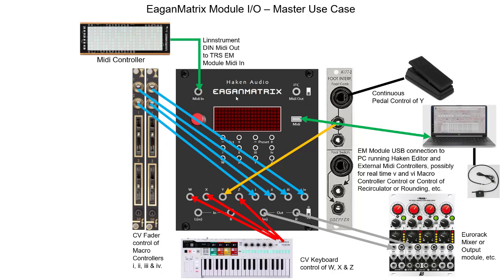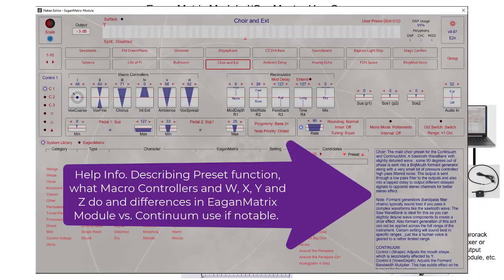Another good reason to use the editor, even if you're not desiring to use a computer with your setup, is to bring up a preset, and it will have help information in the lower right hand corner for that preset, and that help information will tell you what the preset is, what it does, maybe a bit about how it's programmed, but most importantly it will instruct you on what all the controls for that preset do, what microcontrollers 1 through 6 do.